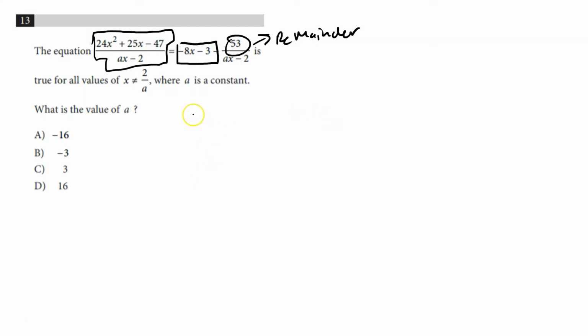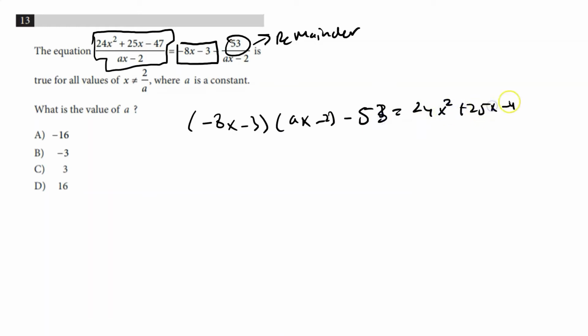Thus, -8x minus 3 times ax minus 2, because we divided this numerator by this to get this. So if we multiply these two and subtract the remainder, we should get this, right? So minus 53 equals 24x squared plus 25x minus 47. We can rewrite this, factor this out, or expand this out, and we get that.